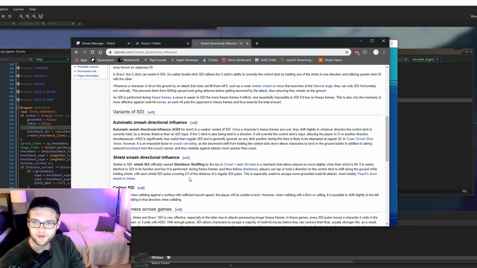In Super Smash Bros. Melee, however, it is important to factor in crouch canceling, as the downward shift from holding the control stick down allows characters to land on the ground earlier, in addition to taking reduced knockback from the crouch cancel and thus retaliate against attacks more quickly than usual.